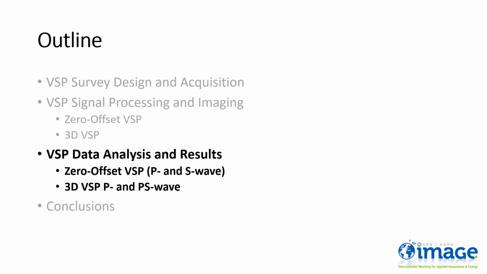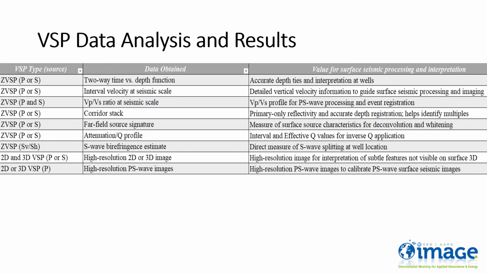So, now that we've established a little background for the acquisition and processing of these data, I'd like to conclude this presentation by sharing some of our analysis results and insights we've uncovered along the way. This is a list summarizing the type of VSP data used, the data we obtained, and some suggestions on how these data may contribute to the processing of this and other surface seismic surveys. I'll step through these briefly and show some of the results.